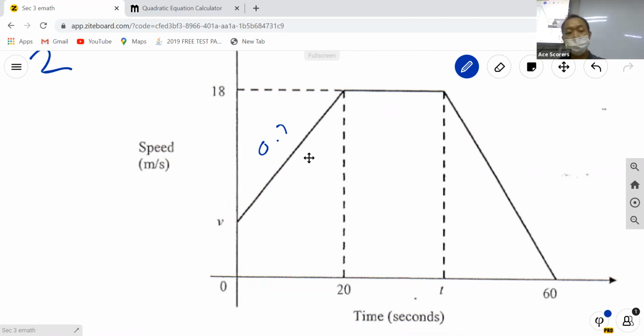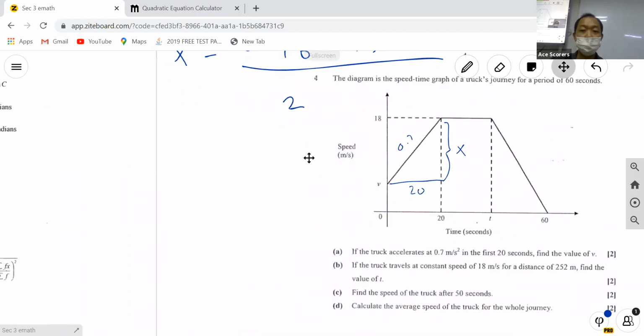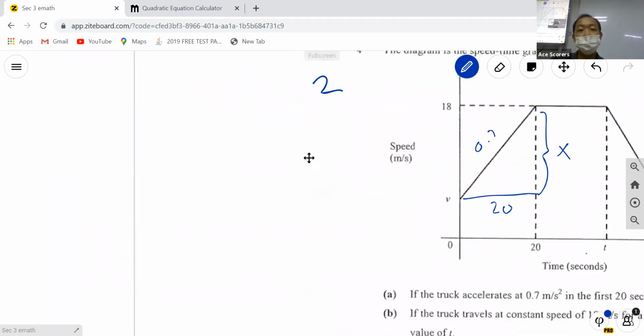Wait, gradient 0.7. That means rise over run. This here is 20, right? So this x, x over 20 equals 0.7. Gradient is 0.7. You get it? So to find V, 0.7 equals x over 20. So x equals 20 times 0.7.